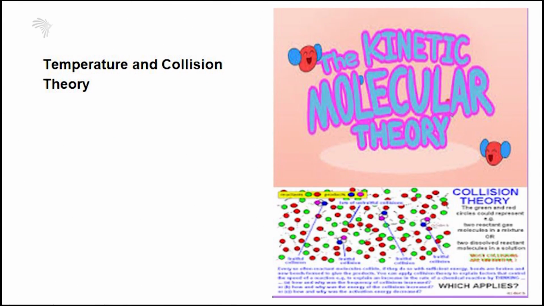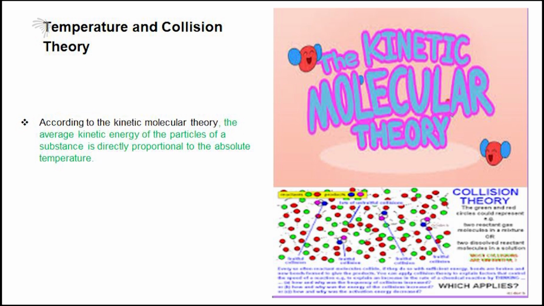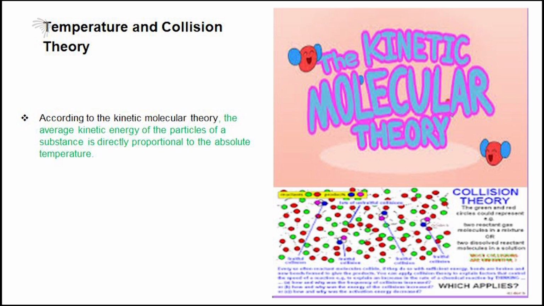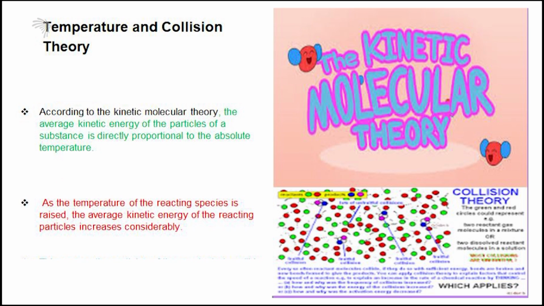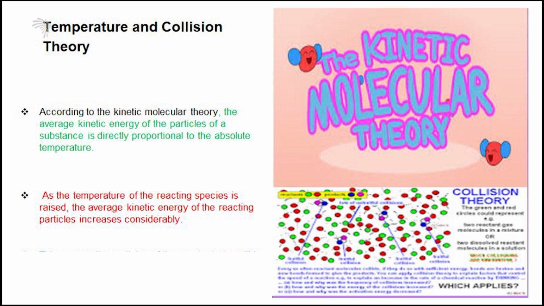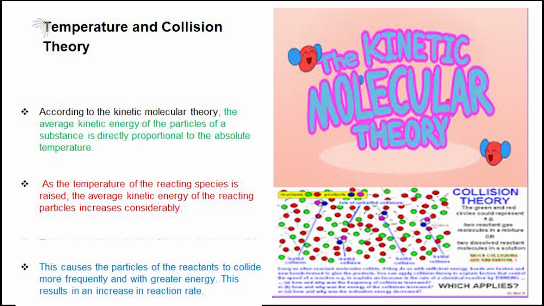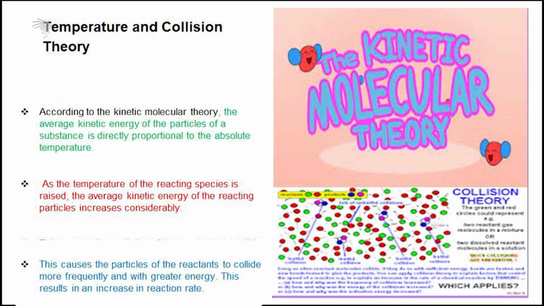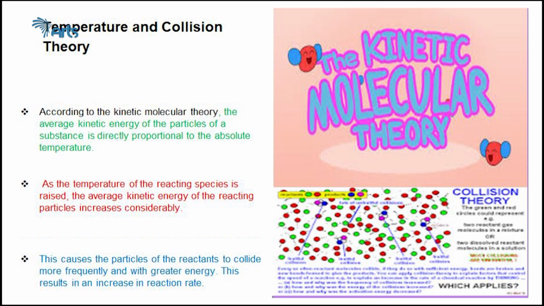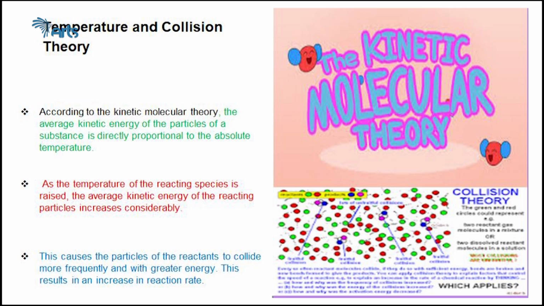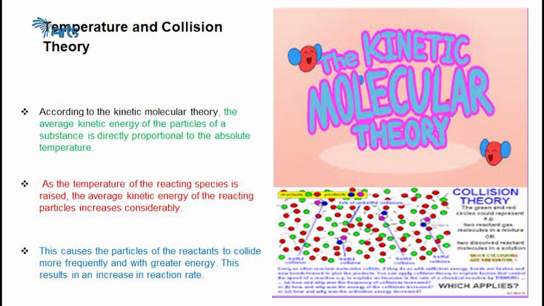Now let's say a few words about the relationship between temperature and the collision theory. According to the kinetic molecular theory, the average kinetic energy of the particles of a substance is directly proportional to the absolute temperature. This means that as the temperature of the reacting species is raised, the average kinetic energy of the reacting particles increases considerably. This causes the particles of the reactants to collide more frequently and with greater energy, which results in an increase in reaction rate. These points enable you to remember the direct relationship between temperature and collision theory.